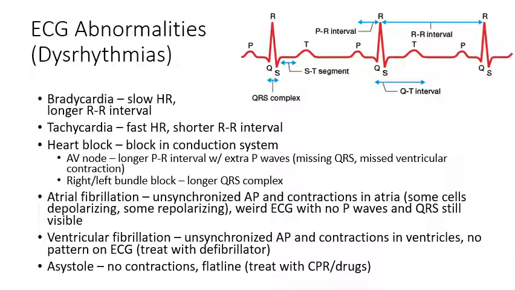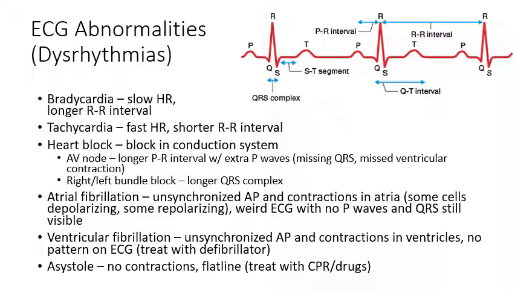So it basically means that one part of the conduction system isn't working and will not transmit action potentials. How that affects the ECG depends on where in the conduction system you have this block. If you have a block at the AV node itself, that's potentially very serious because it would mean that your ventricles are missing some contractions if the action potentials can't get through the AV node to the ventricles.